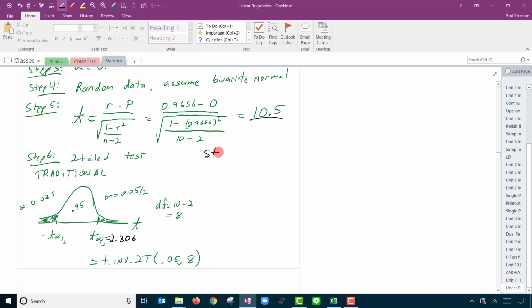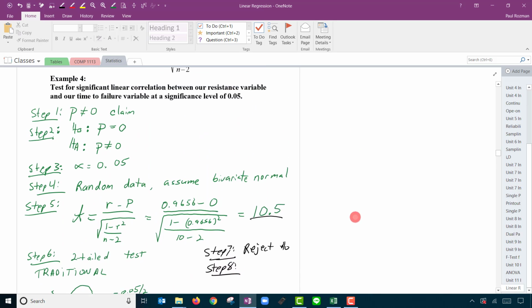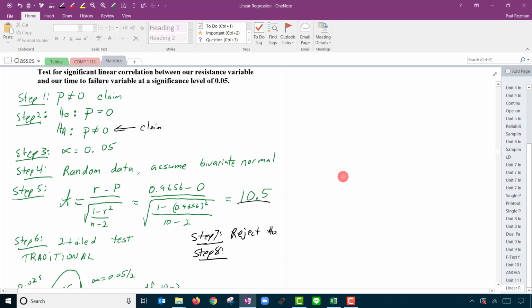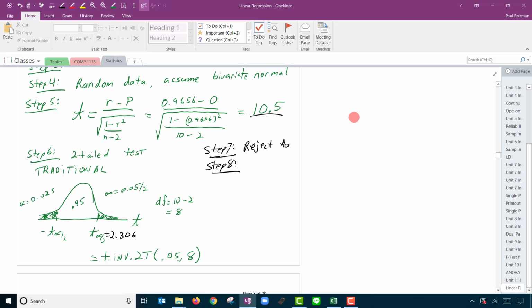So step 7, we'll reject the null hypothesis. And then step 8, get our conclusion. Well, our claim was the alternative, and we rejected the null. So that means we're supporting the claim. And because we rejected the null hypothesis, we get to say this rather strongly. We can say there is enough sample evidence to support the claim.